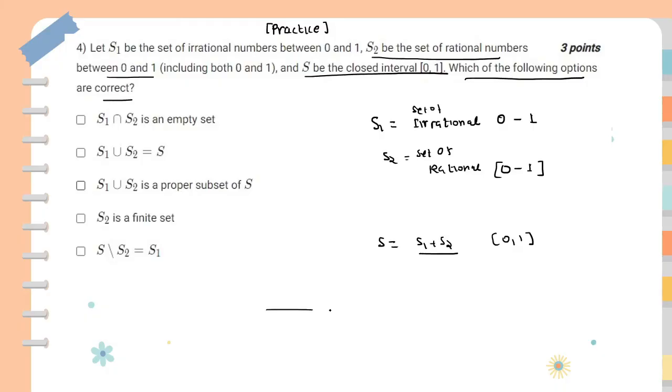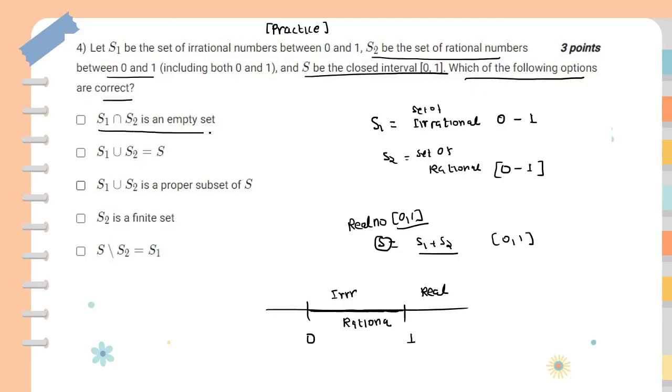Okay, so let me draw here one number line. It is 0 and it is 1, so there may be irrational numbers in between, and there are rational numbers. So irrational and rational will give all the real numbers between 0 and 1. Okay, so if we add S1 and S2, this S will give the set of real numbers in the closed interval 0 to 1. Okay, so now moving to the options.